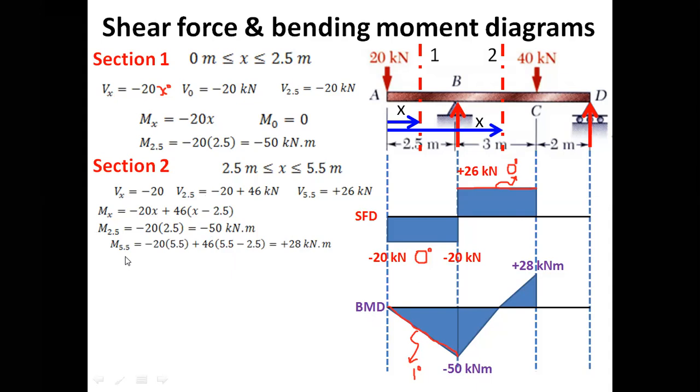M 5.5 is equal to, here now we have to put x as 5.5. So minus 20 times 5.5 plus 46 into 5.5 minus 2.5. And after calculation, we would have plus 28 kilonewton meters. So M 5.5 is at point C, at a distance of 5.5 over the length of the beam, it is here, and we have plus. The plus would be above that line, and 28. So let's say this is plus 28. So we reach here.